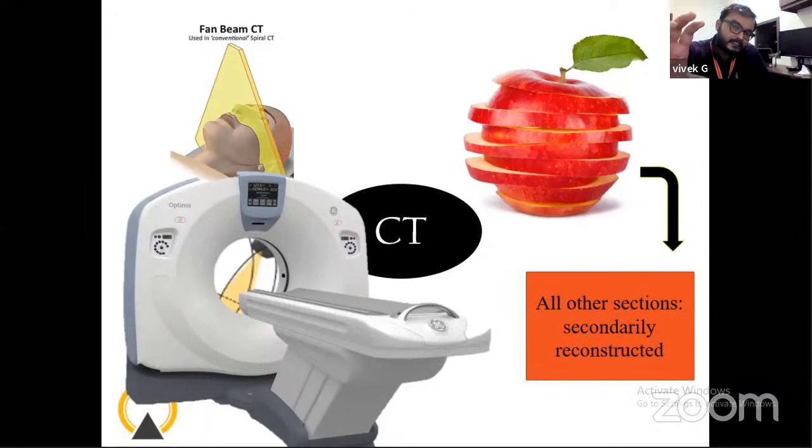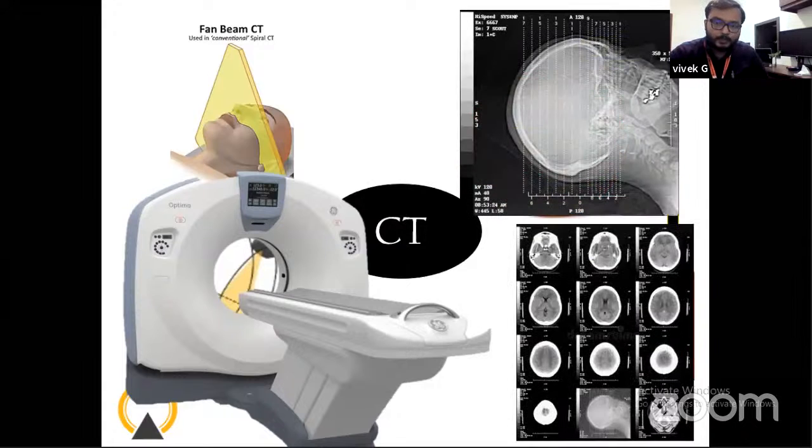Just imagine the skull of the patient to be like an apple. The cuts that you get from a CT would be something like this. You will get horizontal cuts. These cuts, as we spoke about earlier, are the axial cuts. So the axial cuts are the primary cuts that you get from a CT image. All other cuts are reconstructed using computer and software, so they are secondarily reconstructed. From the axial cuts, you can secondarily regenerate the coronal and sagittal images.